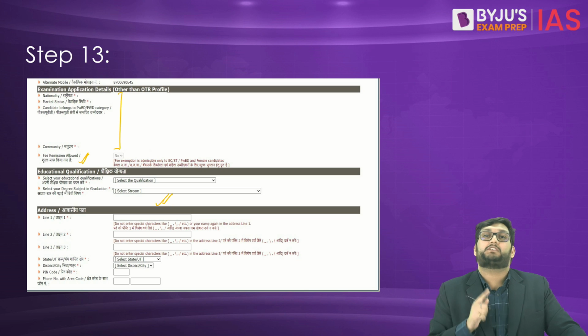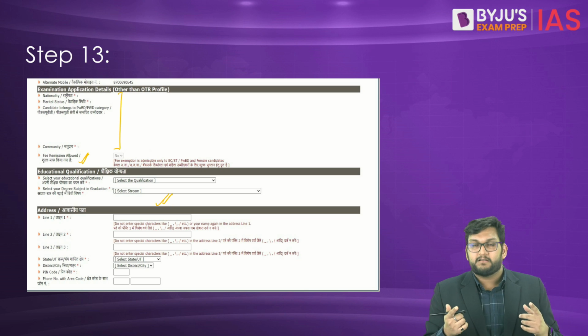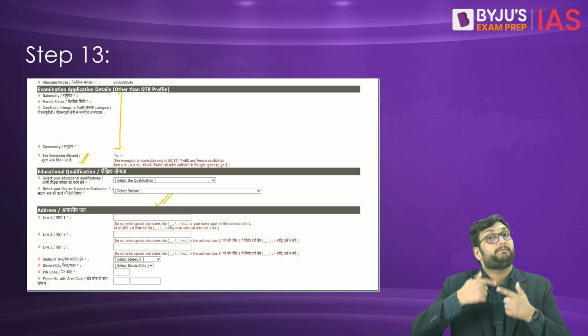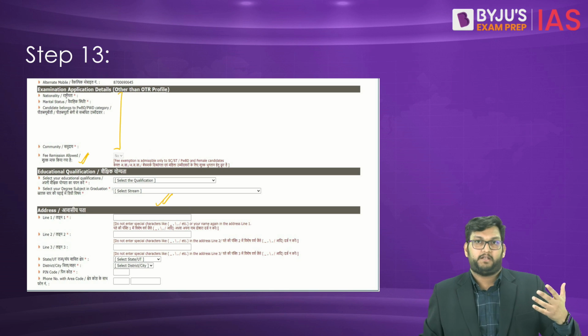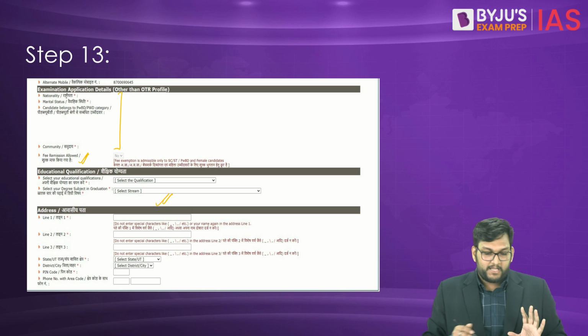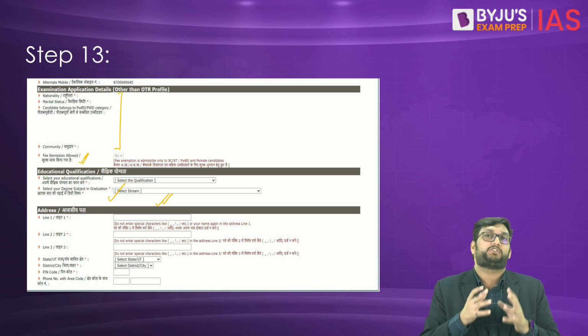Thereafter, your educational qualification. If you are a student who is in your 3rd year, you will say I have not already passed, the second option. And if you have already done your BTech, BA Honours or any examination, you will say already passed, and then choose the stream through which you did it.